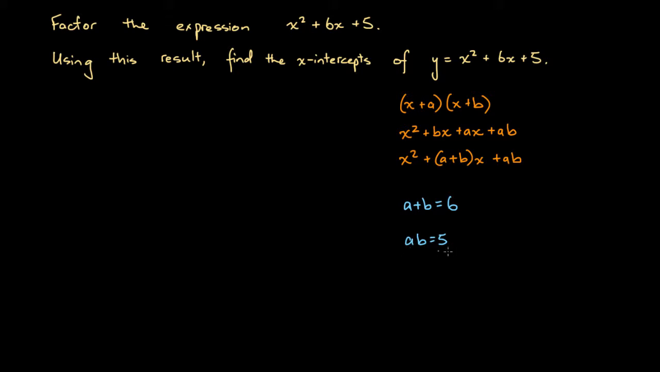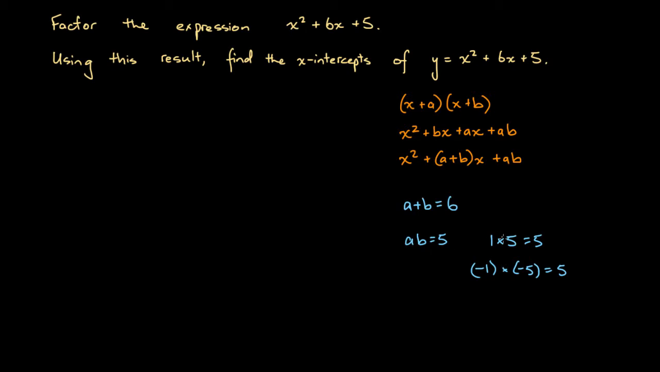Let's consider this second expression, a times b equals 5. So what are the different factors of 5? We could have a equals 1 and b equals 5. If that were the case, we'd have 1 times 5, and that would equal 5. Or alternatively, we could have a equals minus 1 and b equals minus 5, and that would also equal 5. Those are pretty much the only factors of 5 that we could insert as a and b to get 5.